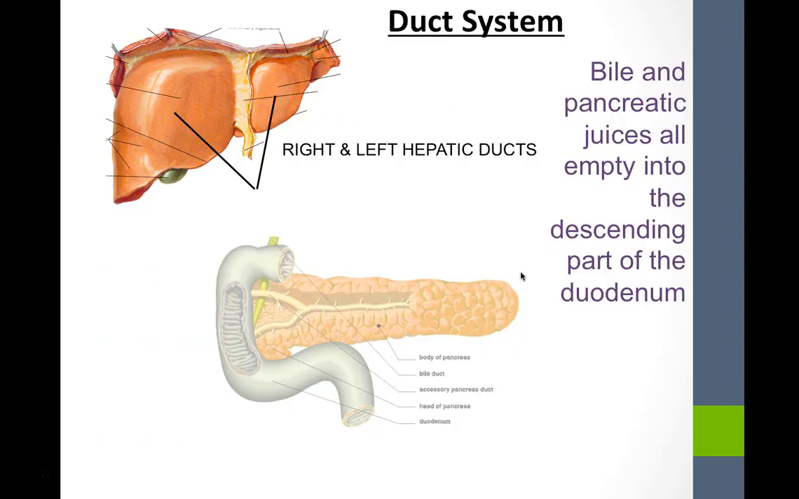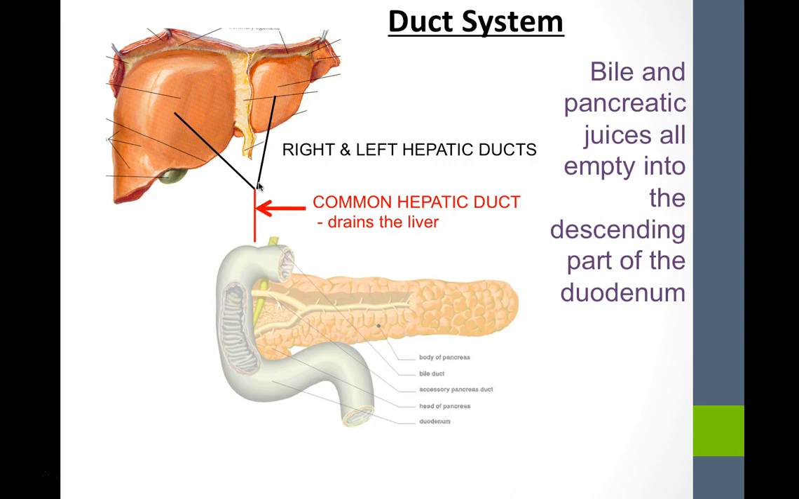So next, let's talk about our duct system. Our duct system is really assisting us in bringing bile and pancreatic juices into the duodenum. So we know that the liver is going to create or synthesize our bile, and the way it's bringing it down is through these right and left hepatic ducts. These ducts are going to come together to create what's known as the common hepatic duct. So we're draining bile from the liver at this point.